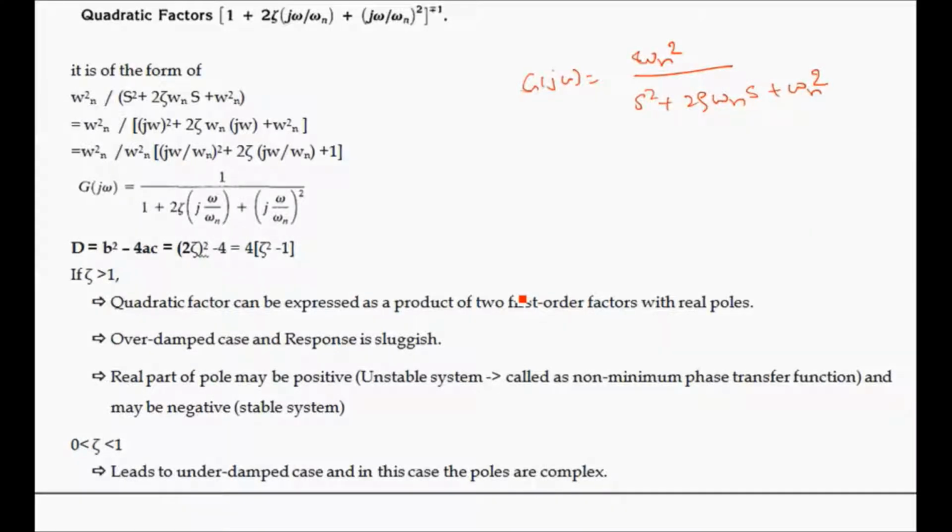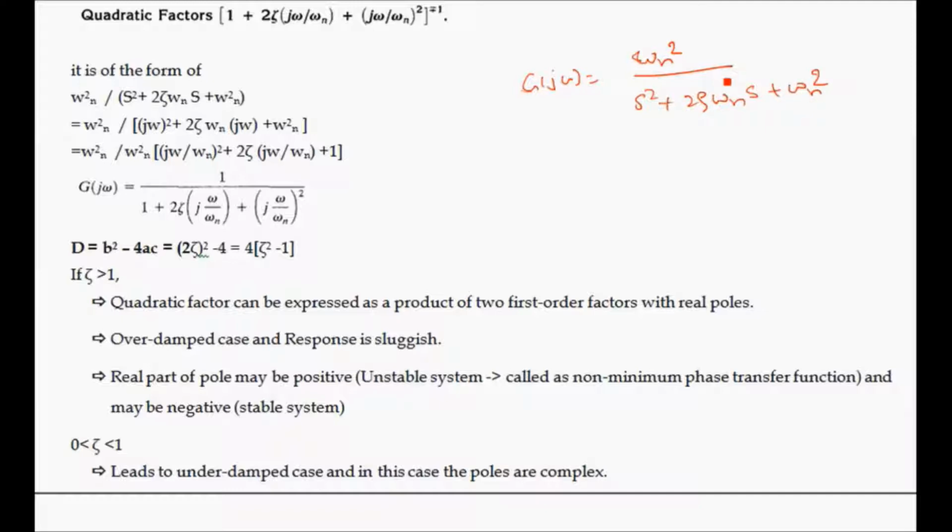Now we'll see the Bode plot of quadratic factors. The quadratic transfer function will be of the form omega n square divided by s square plus twice zeta omega n s plus omega n square, where omega n is the natural frequency and zeta is the damping ratio.